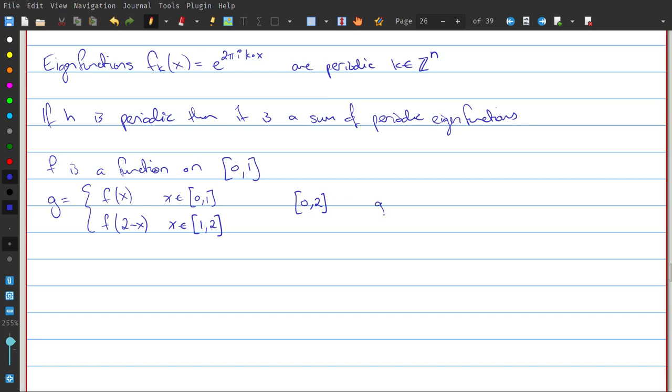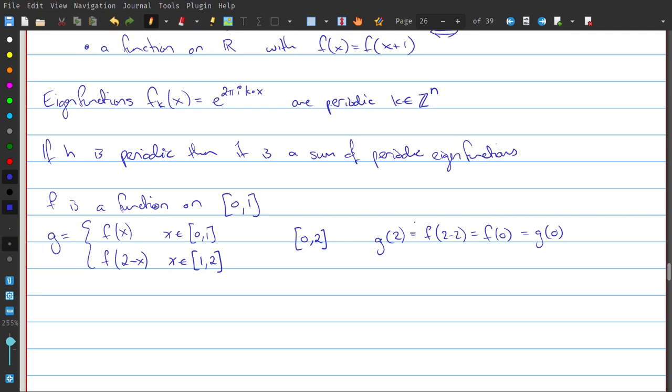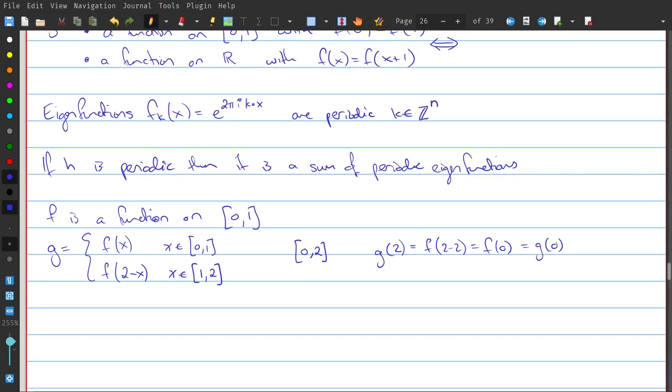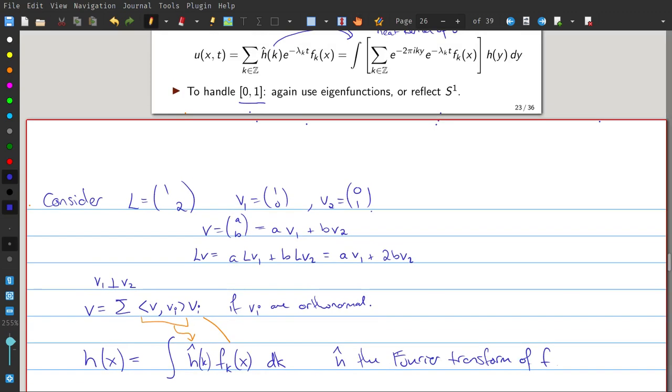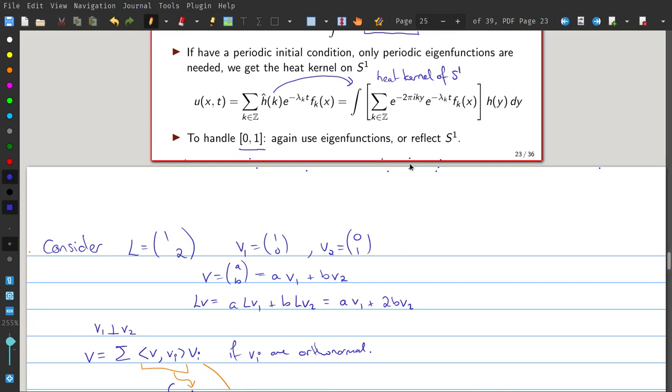And you'll notice that g of 2 is equal to f of 2 minus 2, which is f of 0, which is g of 0. So if you take any function f, you can then make this function g, which is periodic by this certain reflection. And now you can solve the equation in the periodic case using what we had up here. And so you use this reflection to get the heat kernel of 0, 1 from the heat kernel of S1.